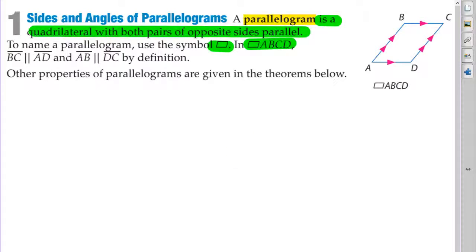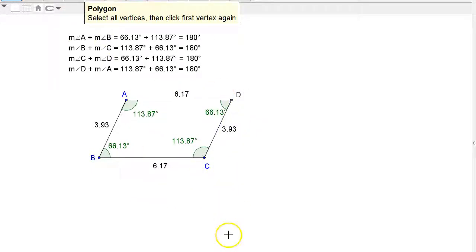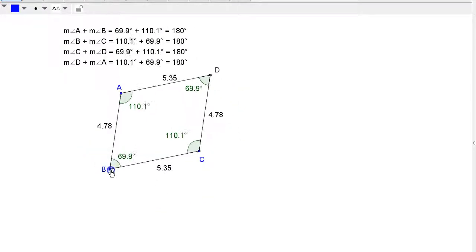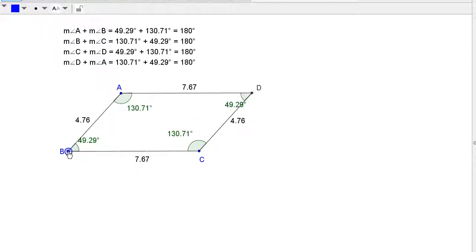Okay. Now, there are 6 specific properties our book brings up. 4 of them are in this drawing. Other 2 are on the next drawing. So first of all, if I move around this point here, hopefully you notice 2 things right off the bat. Opposite sides of parallelograms are congruent. Okay, and opposite angles of a parallelogram are congruent. Okay, so that's one thing you hopefully notice first.